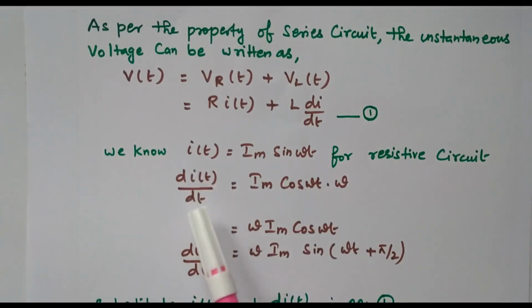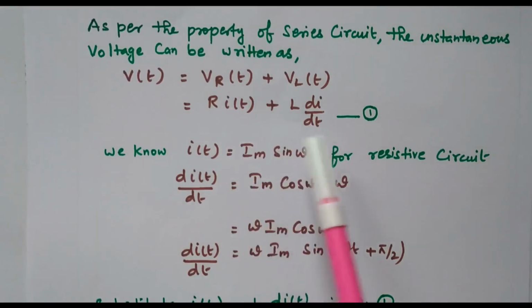So di by dt, differentiate on both sides. Im sin omega t, differentiation of sin omega t is cos omega t into omega. So that is omega Im cos omega t, di by dt. That is equal to omega Im sin of omega t plus pi by 2. This cos omega t can be written as sin omega t plus pi by 2. Now we got the expression for di of t divided by dt, as well as I of t is available. Now we can substitute these two values in equation 1.